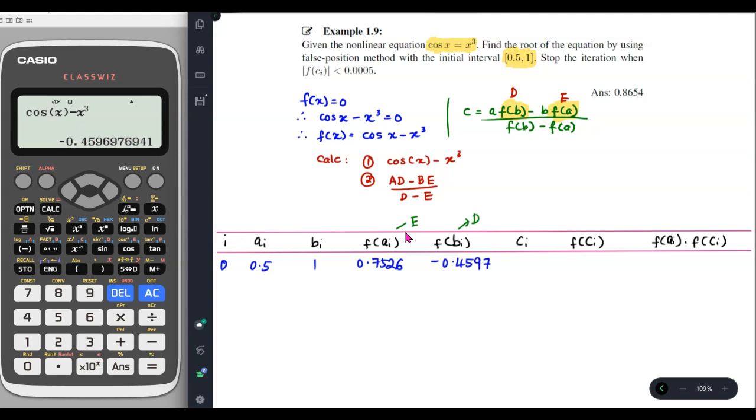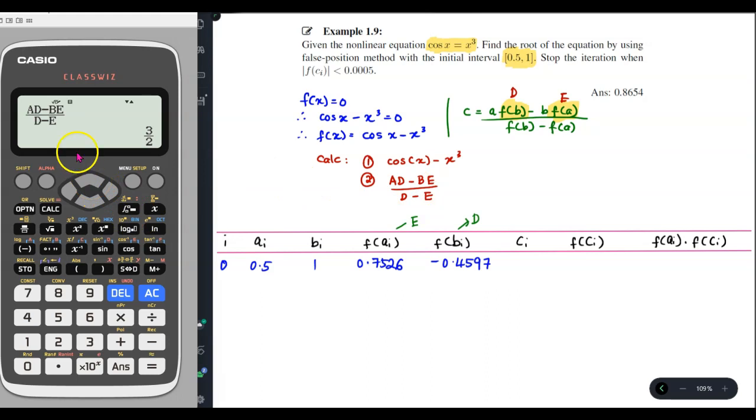Okay, and then we need to compute the C. C basically comes from the second formula. So call the second formula, this one, and then press the calculate button. And our A corresponds to our small a in the table, so we have 0.5. And then D is FP here.